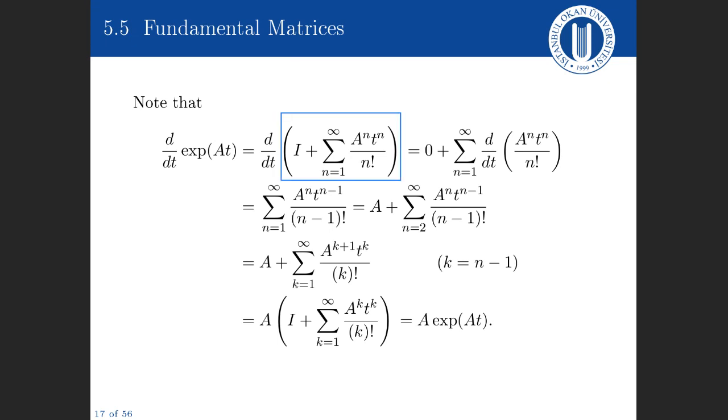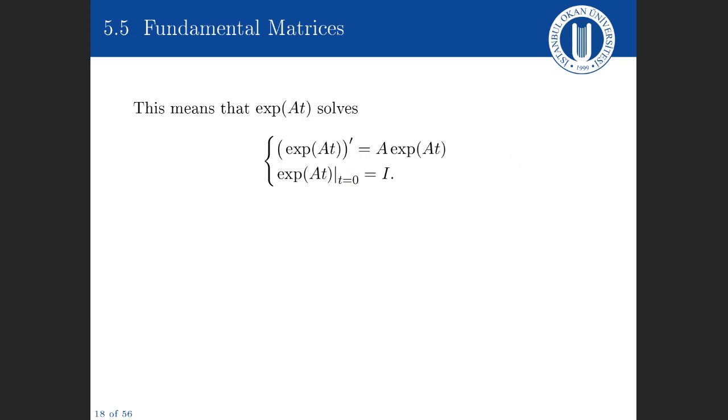If we take this formula in the blue box and we replace t by 0, everything in this sum is 0, and we just end up with I. So we have exponential of At at time t equal to 0 is equal to I.